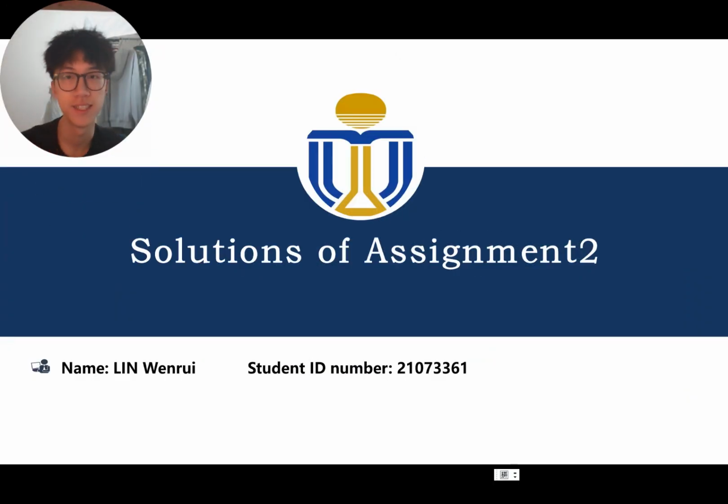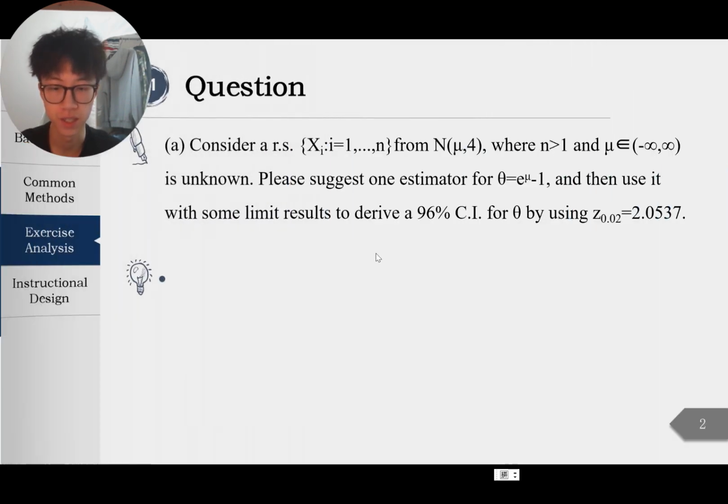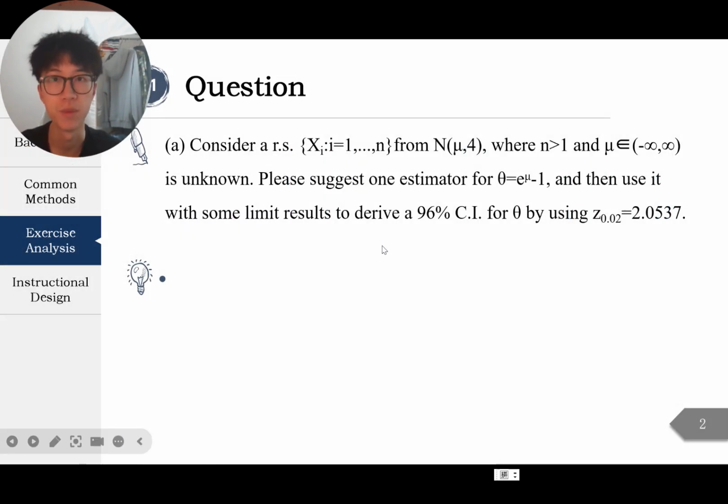Okay, today I'm going to talk about the solutions of assignment 2. So let's look at the first question, part A. The known condition of the question is a random sample that obeys a normal distribution with a population mean of mu and population variance of 4.